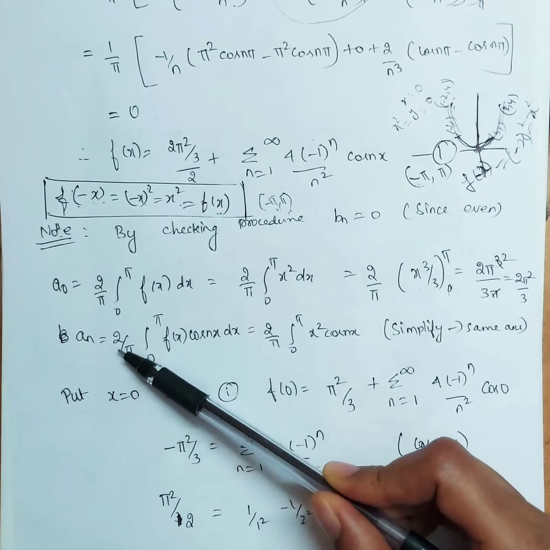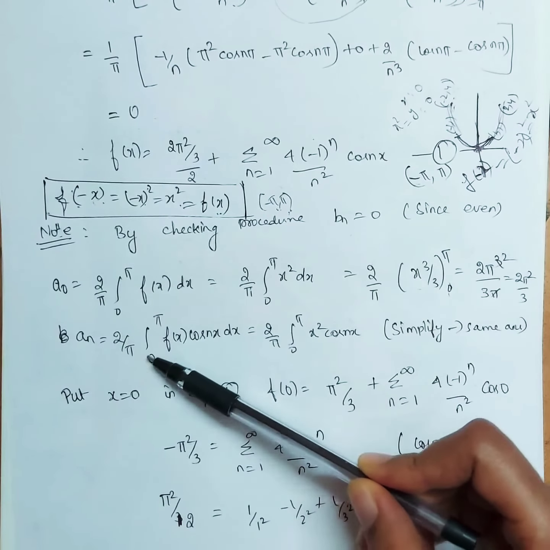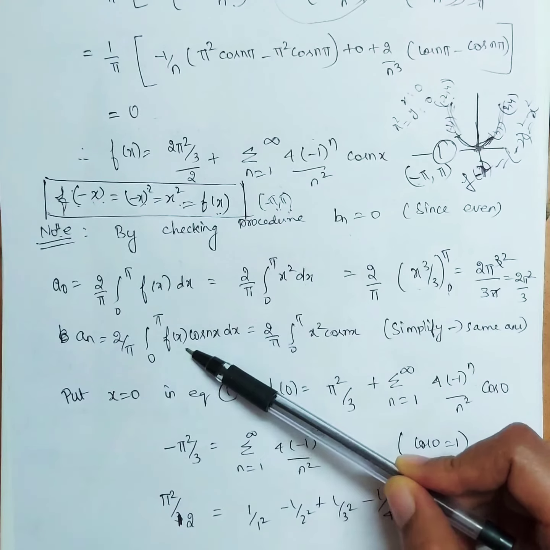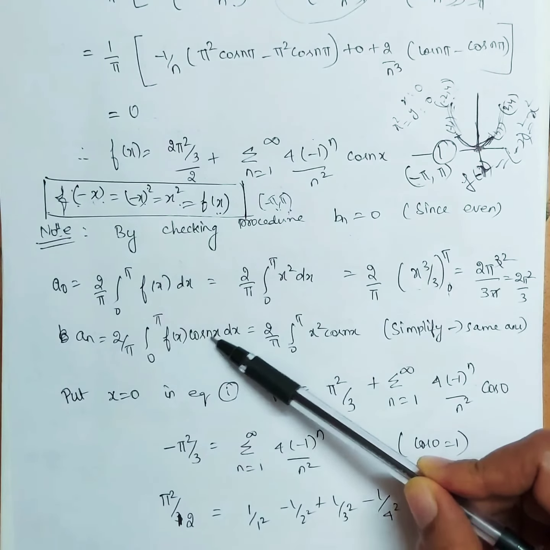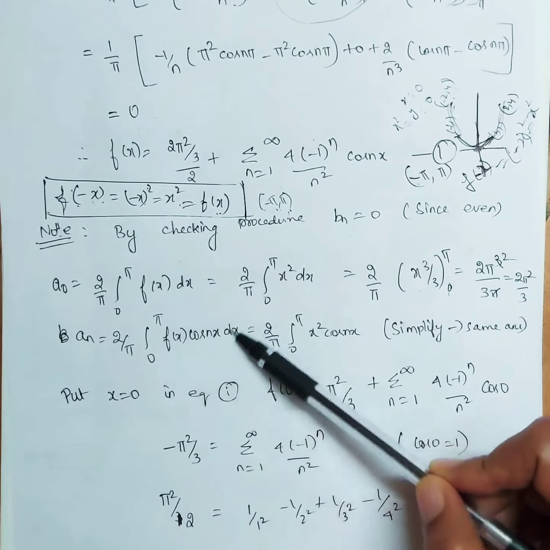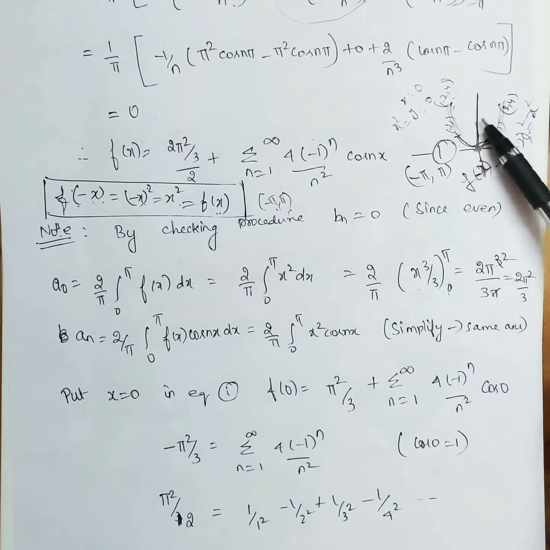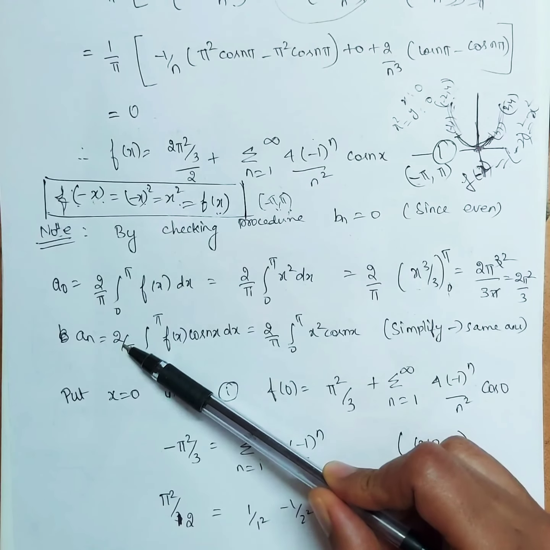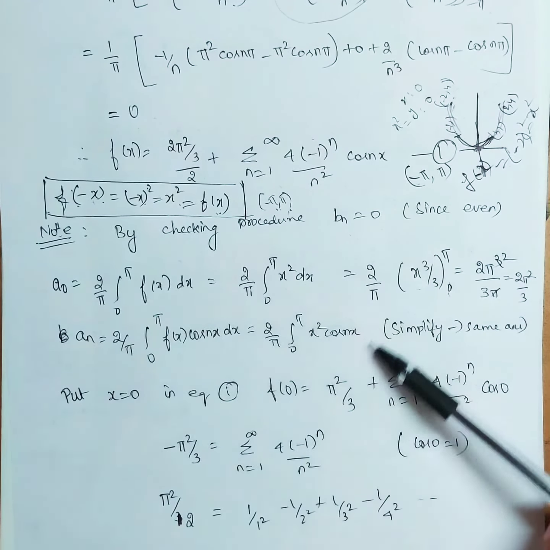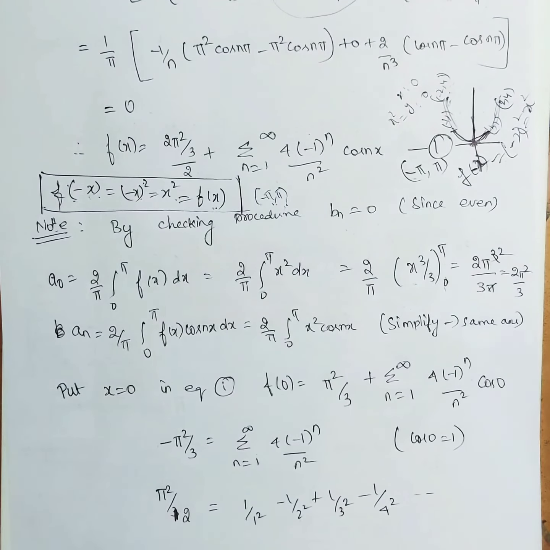Same way, for an, can you guess the formula? 2 by pi integral 0 to pi f of x cos nx dx. Because the function is even, cos is also even, and a combination of even functions is even. Even means no need to find two sides, I will find only one side and multiply by 2. That is why this 2 is there in the numerator. So if you simplify this, you will get the same answer.